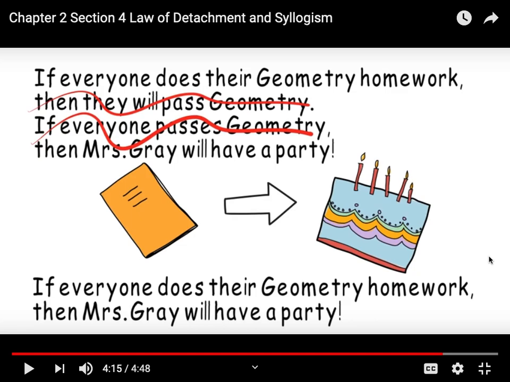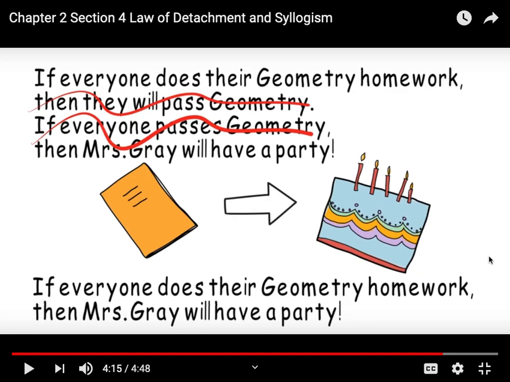But that's not what she said. She said then they will pass geometry, but she says if everyone. So Nolan, follow with me. If everyone does their geometry homework, what's going to happen? Then they're going to pass geometry, right? Yeah. So we know that they're going to pass geometry. Does that automatically make this part true then, that everyone passes geometry? Yeah. Okay? So it automatically makes this true. Let me finish. Thank you. Okay?